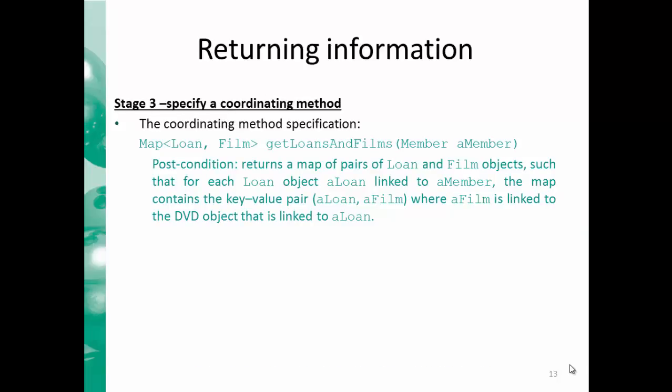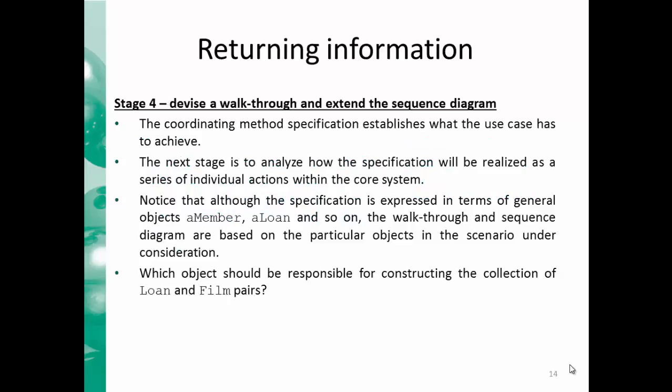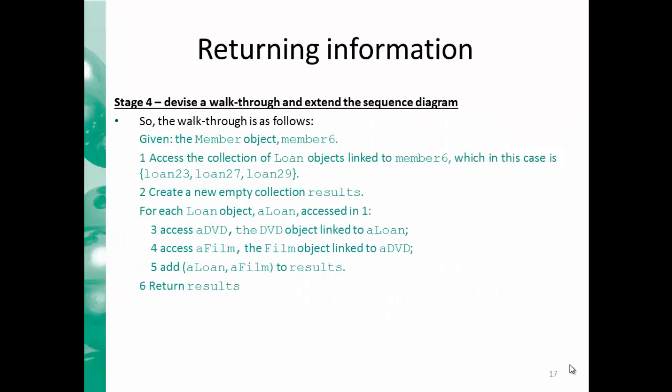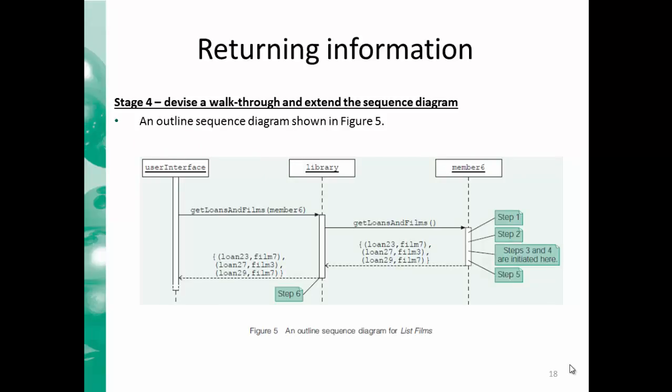Now specify the coordinating method. This is the coordinating method. It is called getLoansAndFilms. It takes member as a parameter and returns us a map that includes a loan and the film of that loan. The walkthrough will be built in detail here. We are given the member, member 6. Then we will retrieve the information about member 6 in the system of the DVD library. Here is the implementation of the walkthrough as a sequence diagram.